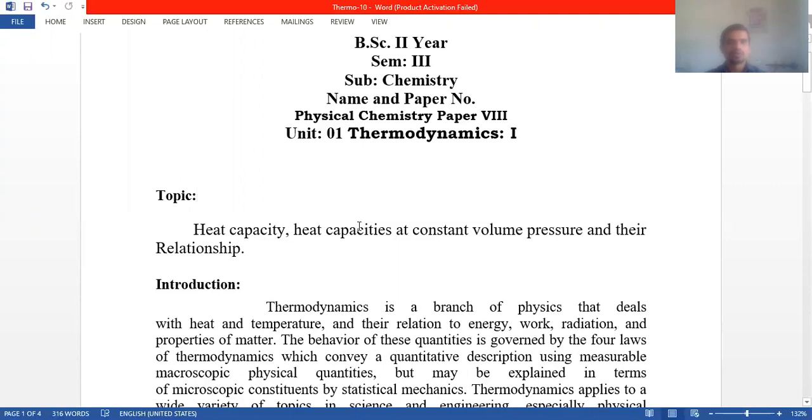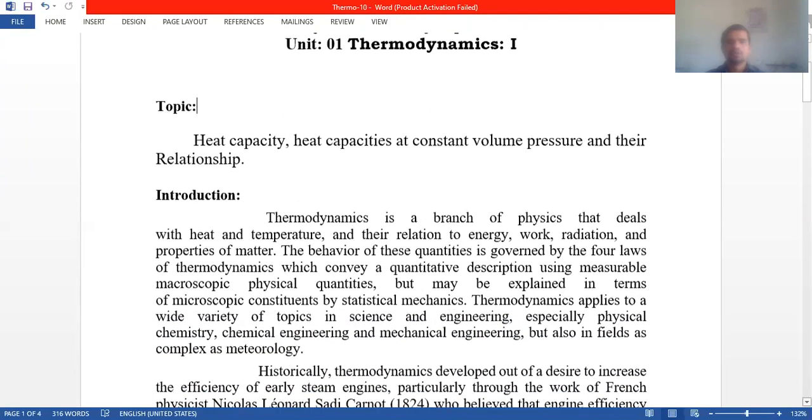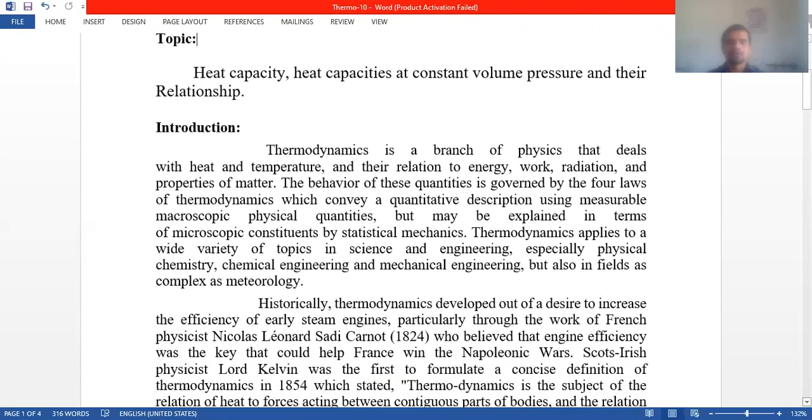Today we have to discuss heat capacity, and then heat capacity at constant volume and constant pressure, and their relationship. So these are the topics we have to discuss today. Before we start with today's Google Classroom, we have already seen what is meant by thermodynamics.